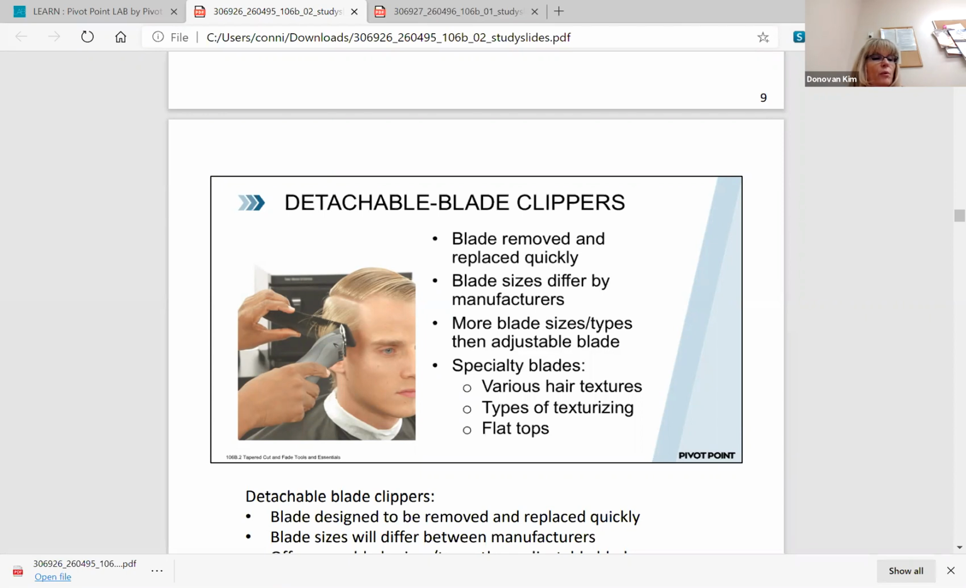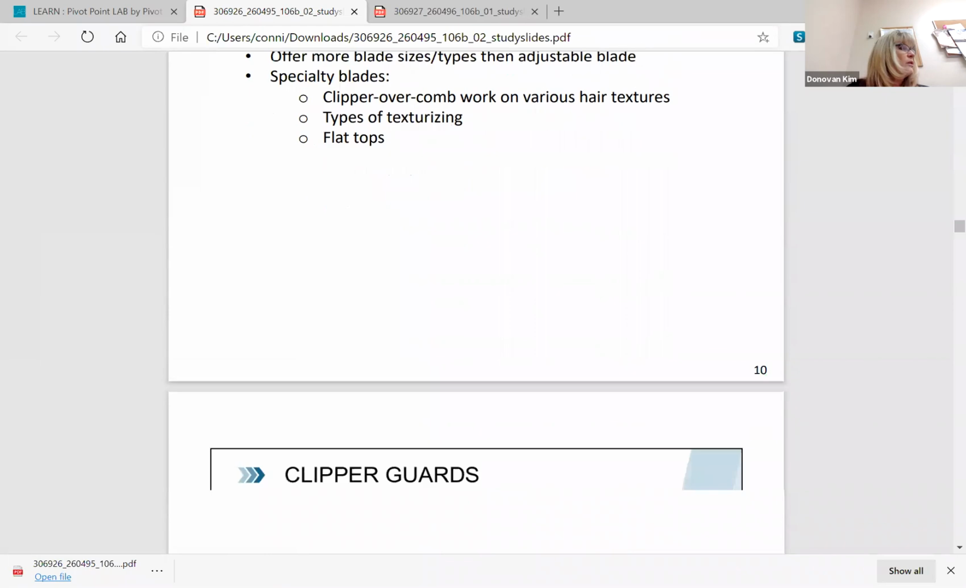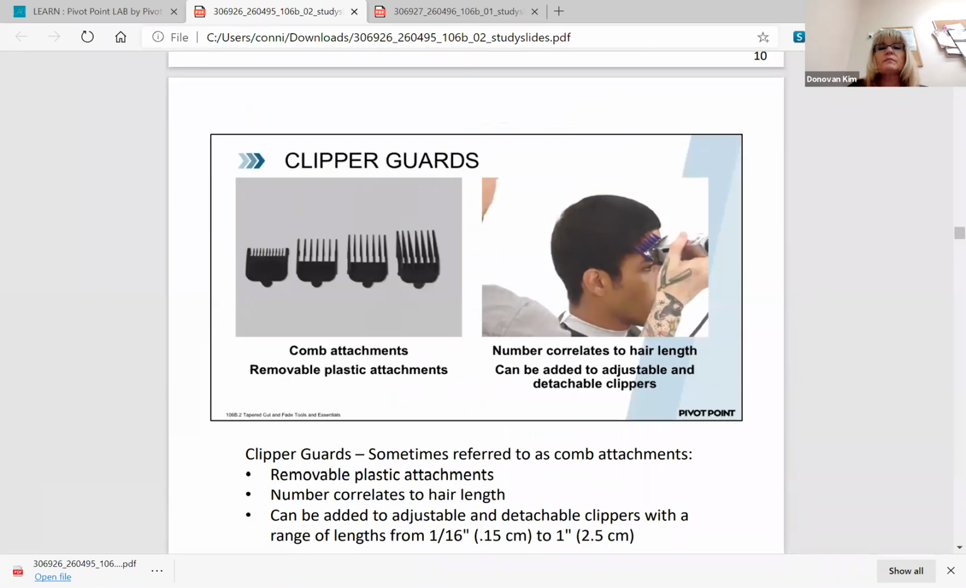You can do clipper over comb work with lots of different hair textures. They even have texturizing blades. So instead of using thinning shears to do your texturizing, you can actually do it with a blade on detachable blade clippers. They work good for lots of different things. They are different to use than what we're probably used to, because when I first started using them, I had to learn how. It was a little bit different. But you can do a lot of different things with them.